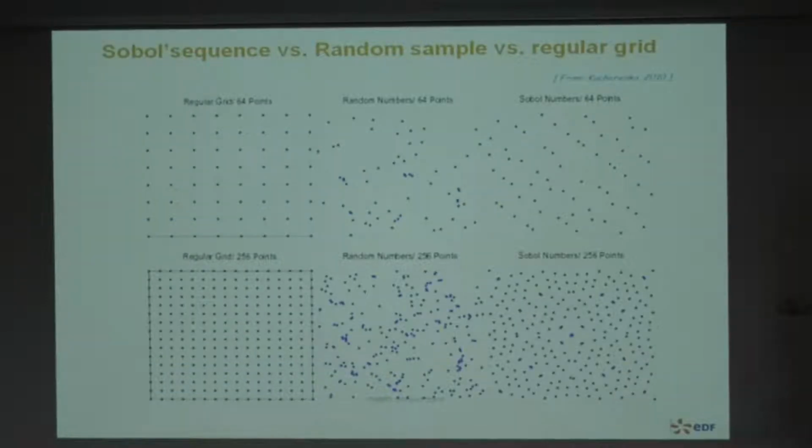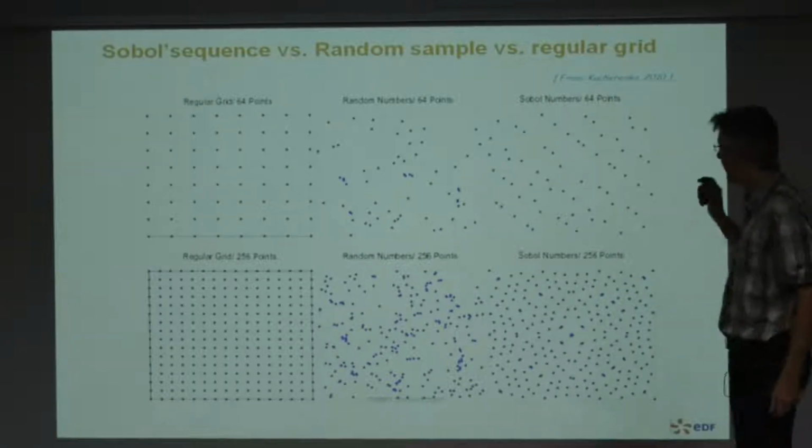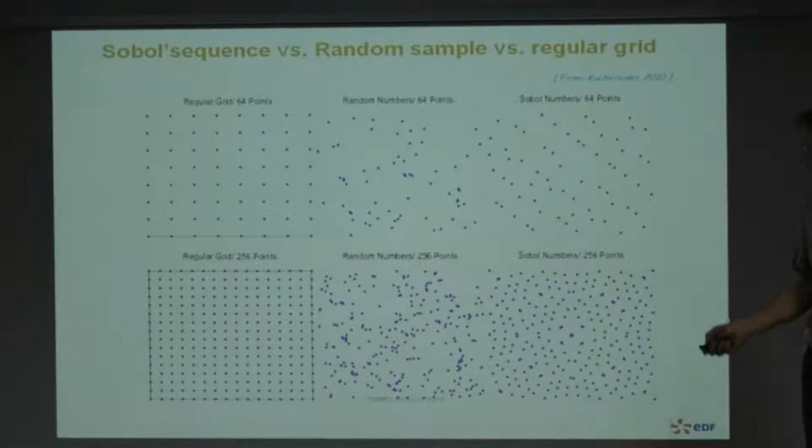Okay, so some examples now. I compare a regular grid, a Monte Carlo sequence, and a quasi-Monte Carlo sequence. At the left, you have a regular grid of 64 points here and 256 points here. Random numbers, Monte Carlo sequence here, so you see the kind of randomness. And the quasi-Monte Carlo sequence, which is called here the Sobol sequence. Maybe some of you know Sobol if you work on integration problems. This is the most famous quasi-Monte Carlo sequence.